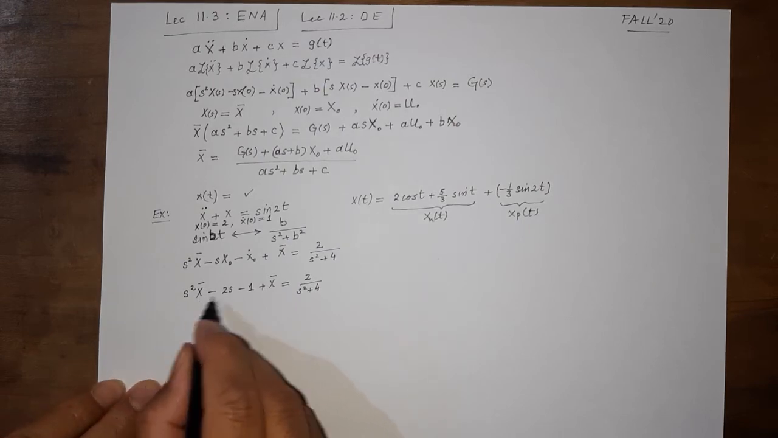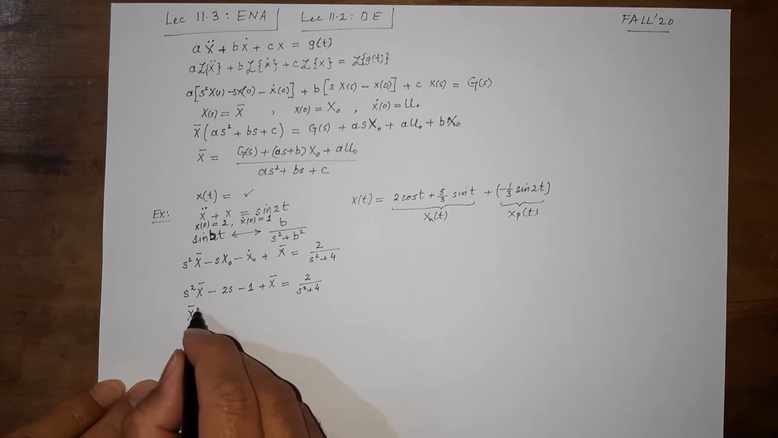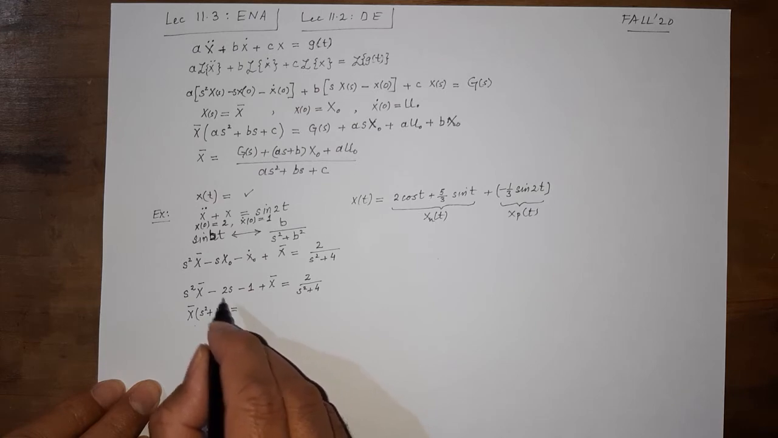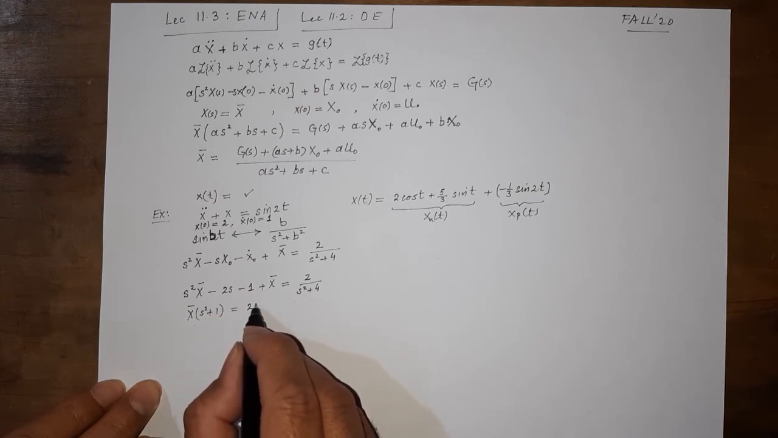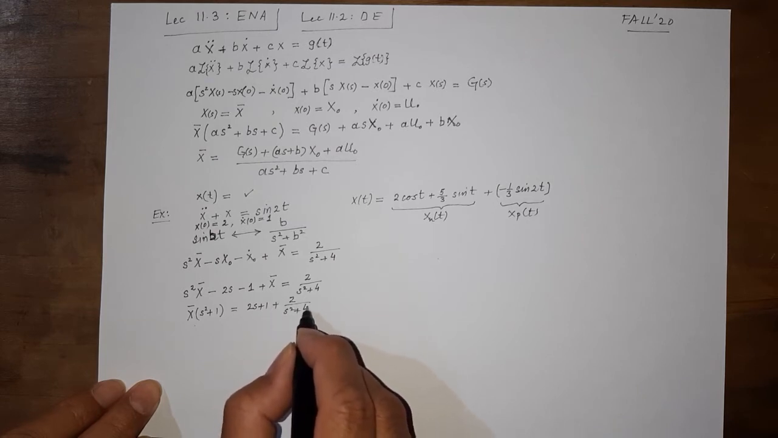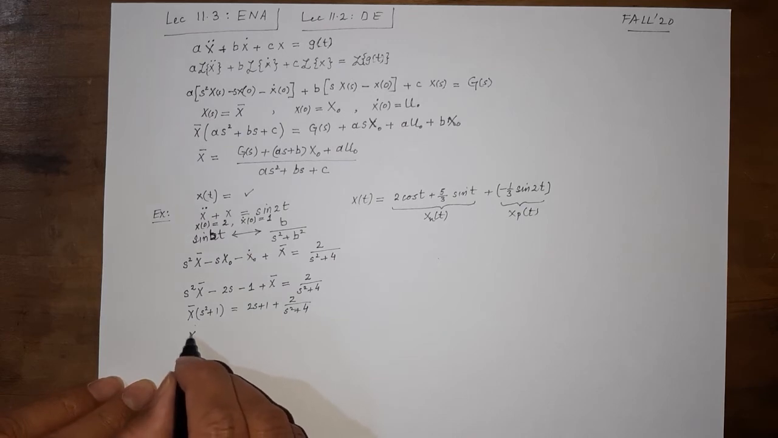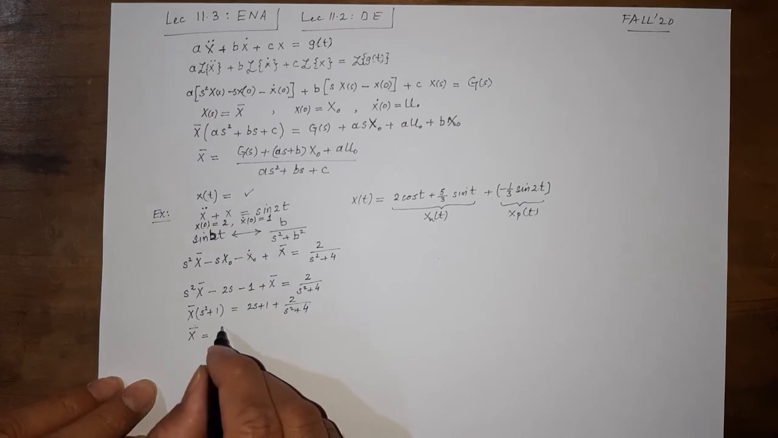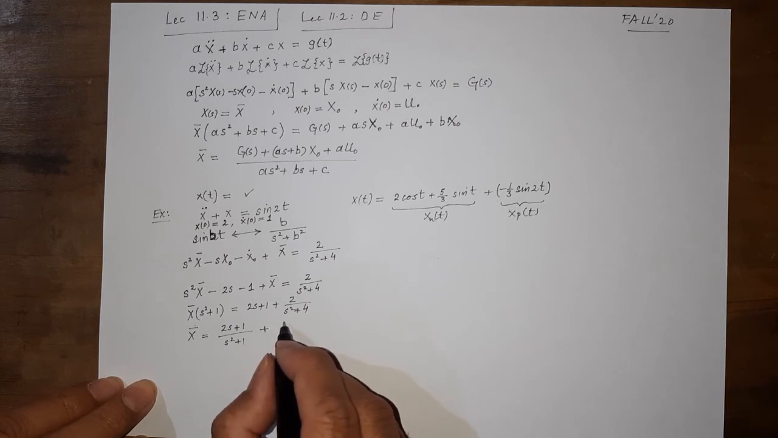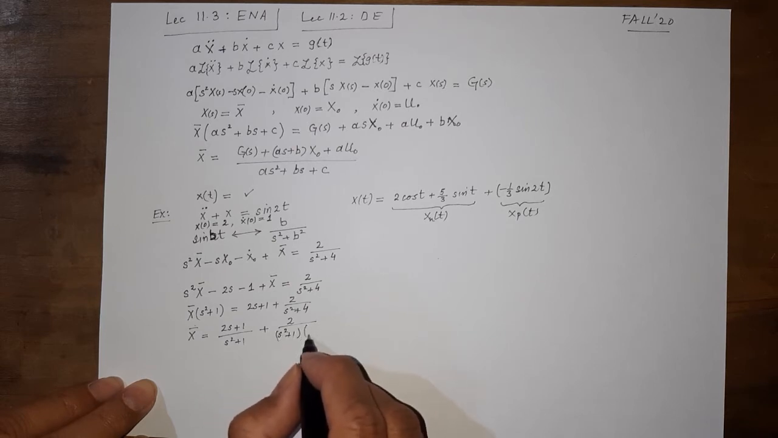So we can take this as a common factor and we get this term, and take the other terms to the other side. We get 2s plus 1 plus 2 over s square plus 4, and therefore x bar is going to be equal to 2s plus 1 over s square plus 1, plus 2 over s square plus 1 into s square plus 4.